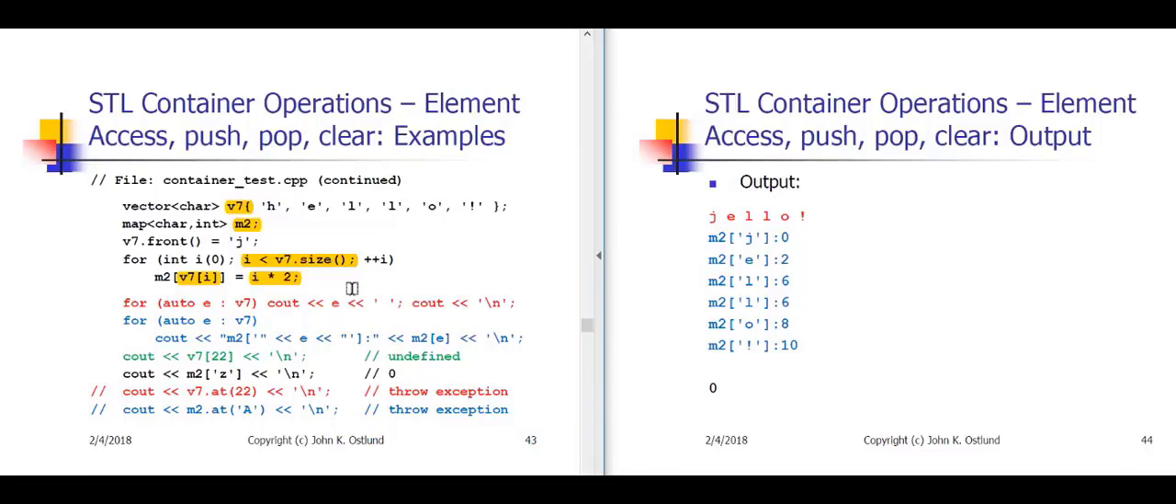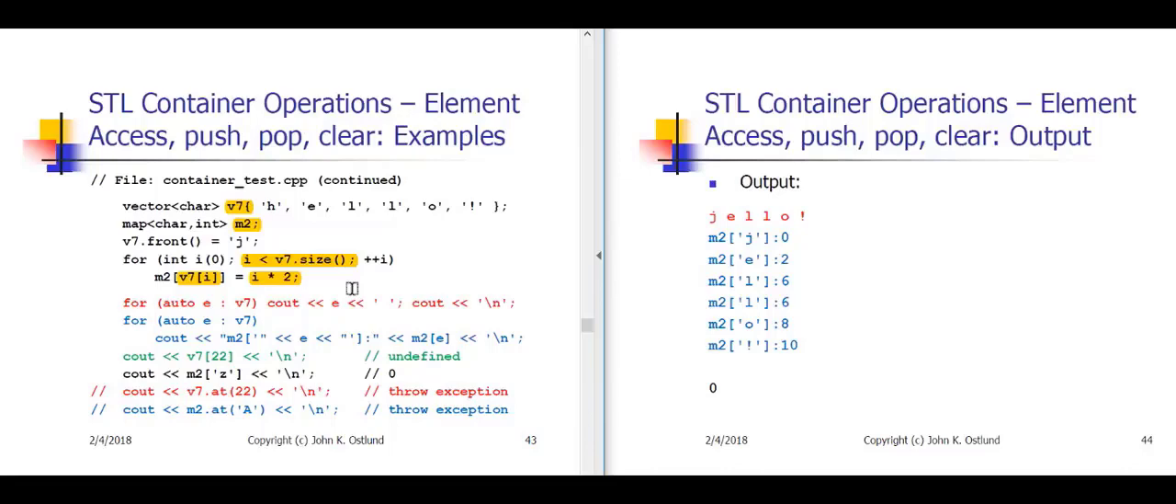The third time through the loop, i's value is 2. v7 sub 2 is little l. So I'm going to get an entry in M2 with little l as the key and 0 as the value. I get back a reference to that pair, and I'm assigning 2 times 2 is 4 in place of the initial 0 that value part had.